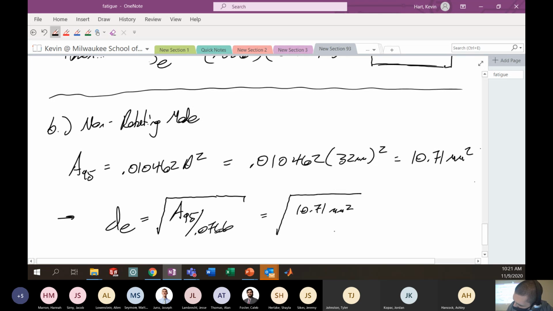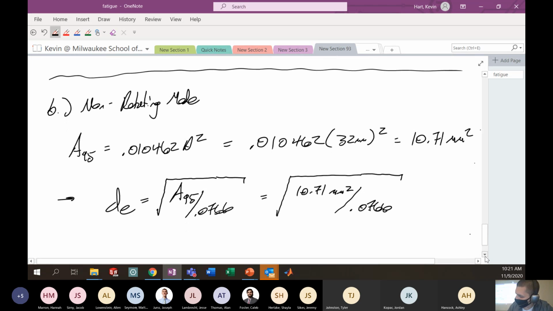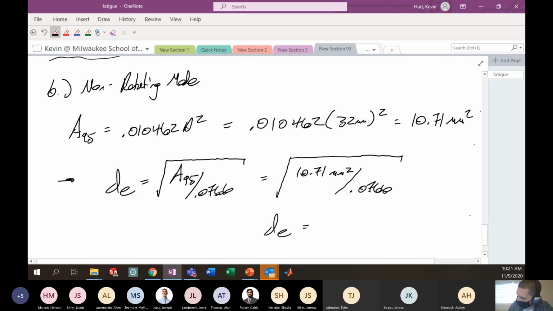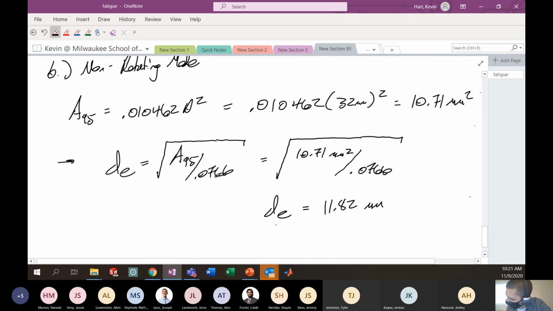10.71 millimeters squared over this 0.0766 constant value. And in this non-rotating situation, I get an effective diameter here, which is markedly different, 11.82 millimeters. So in this non-rotating mode, we generally have a significantly lower effective diameter. That's basically telling us that we have less area over which to concern ourselves with flaws.